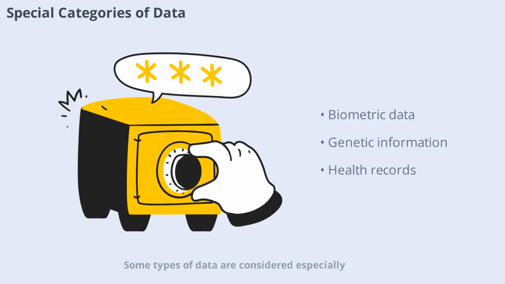Some types of data are considered especially sensitive and are protected by stricter regulations. These are known as special categories of data. They include biometric data, genetic information, health records, and data revealing racial or ethnic origin, political opinions, or religious beliefs. Mishandling this data can have serious consequences for individuals and organizations alike.